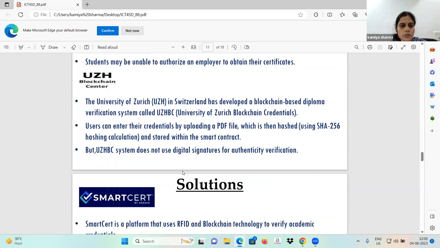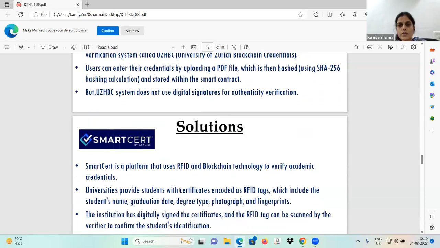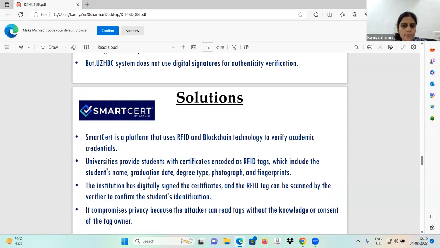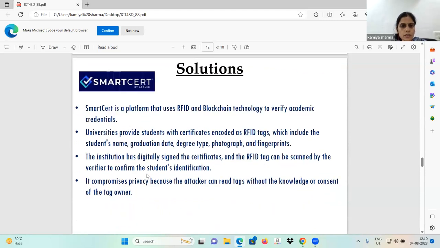Next solution is UZHPC, where the full form is University of Zurich Blockchain Credentials. Here the documents or marksheets are stored in a PDF file, which is then hashed with the help of the SHA-256 algorithm and stored in a smart contract. But this system does not use any digital signature, so it does not maintain the authenticity of the students.